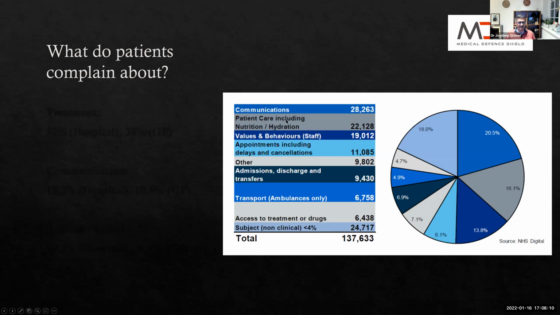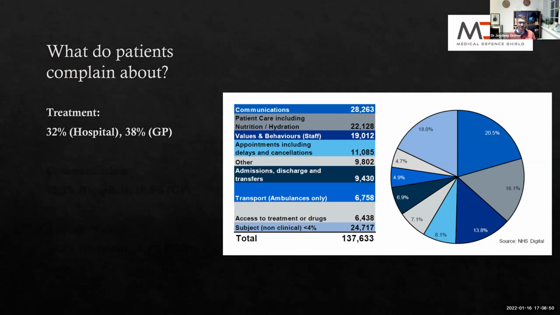And the clinical parts are actually patient care, including nutrition and hydration. I didn't get my food on time, no one asked me for water, I wasn't happy with the diagnosis. Much lesser. A lot of complaints are quite managerial, administrative in nature. My appointment was cancelled, my operation was delayed. That's going to go up big time. Admission, discharge, transfers, again the administrative part of it. Transport, again there. Access to treatment and drugs, quite less. Non-clinical subjects, huge amounts.